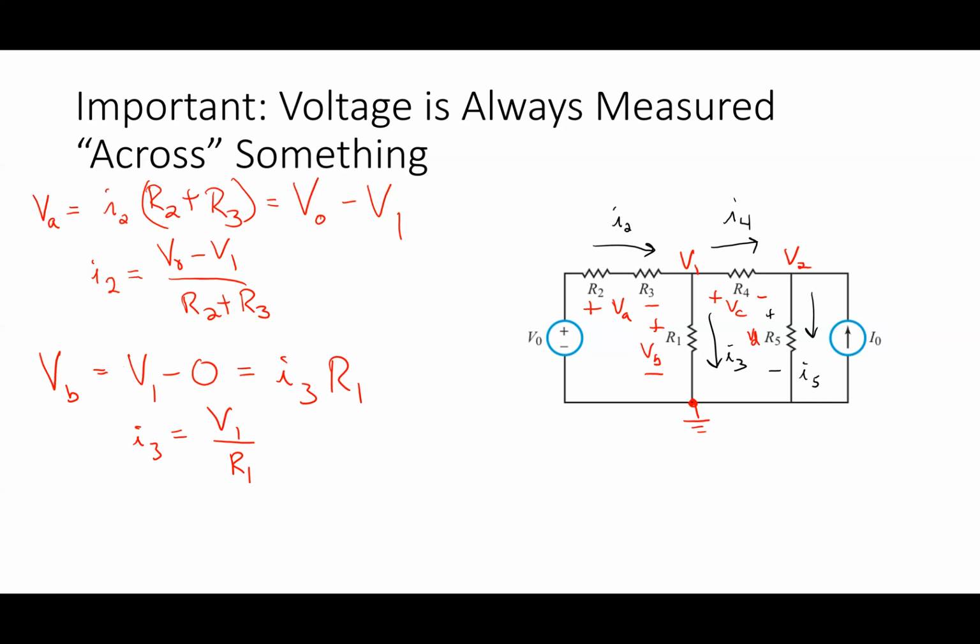Then I could do the same thing for VC. VC is equal to what times what? I4 times R4, which is equal to, how do I define the node voltages there? V1 minus V2, and this is important. It's V1 minus V2 because it's the voltage at the plus terminal minus the voltage at the negative terminal.